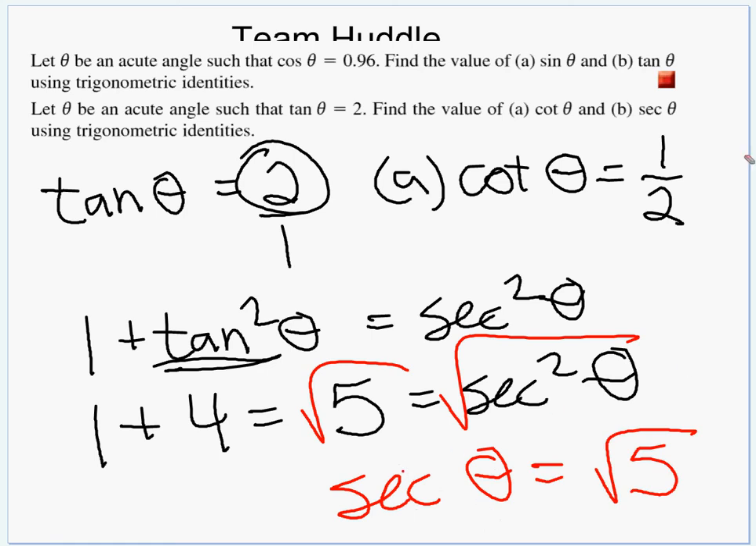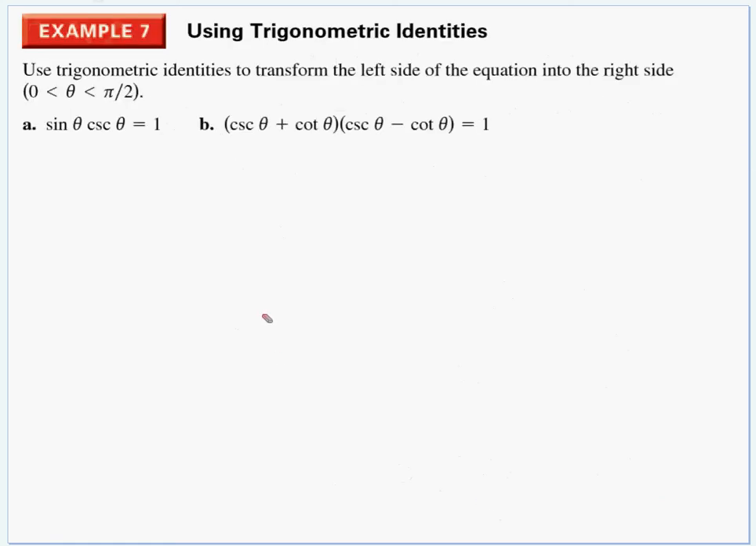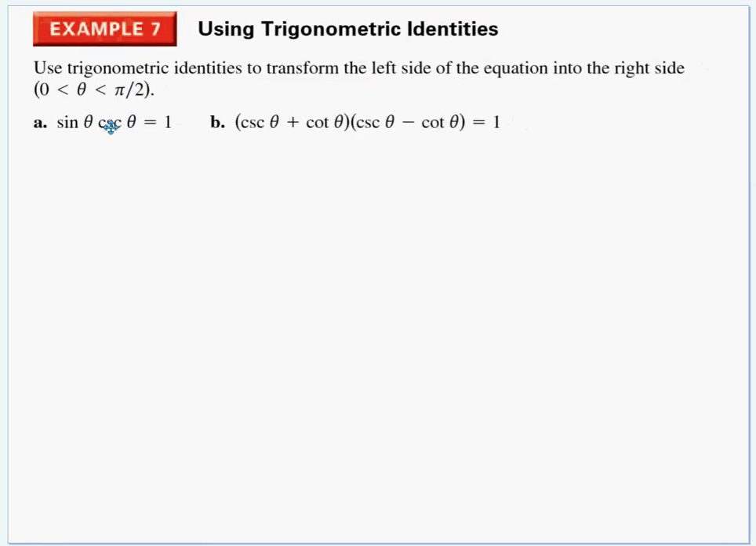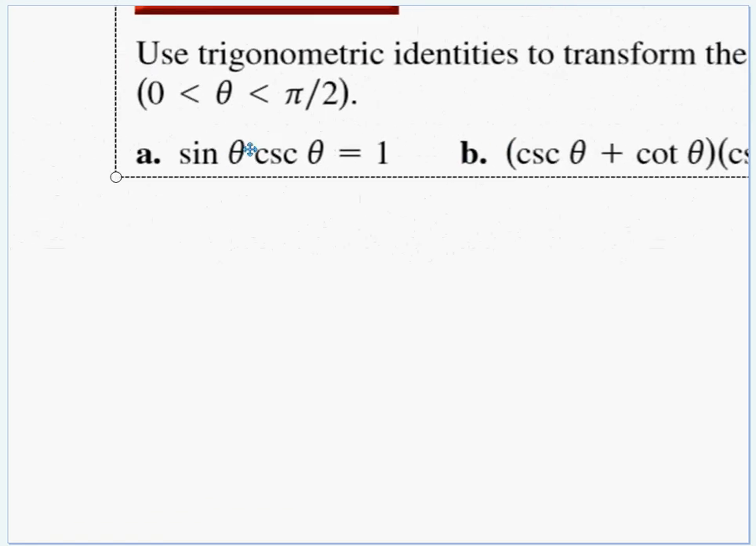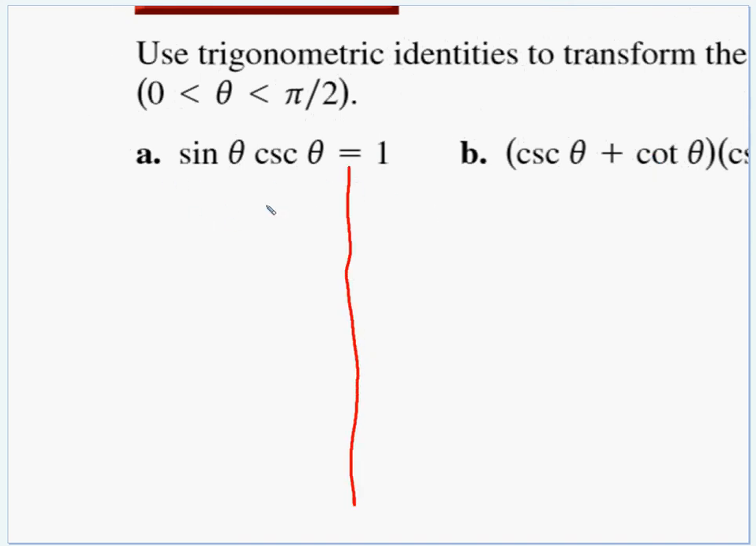Okay, what's next? Number 7. Now these are interesting. We're going to do some later sections on these. I think it's in the next chapter where we're going to do these to a greater degree. But here it says use the trig identities to transform the left side into the right side. So here in part A, we've got some stuff on the left of equals, and we want it to equal 1. So the idea here is we're not going to add or subtract the same thing to both sides. We're not going to divide by anything. We're going to work on the left side until it matches the right side.